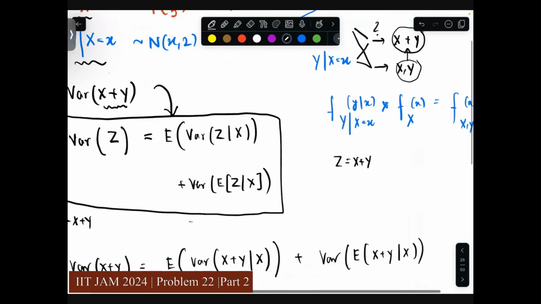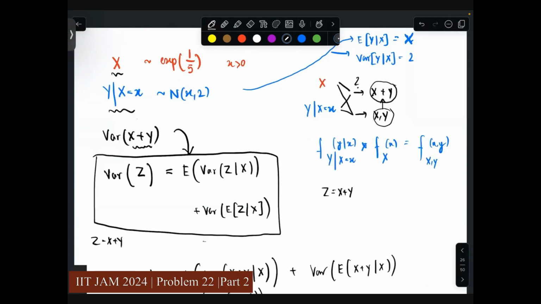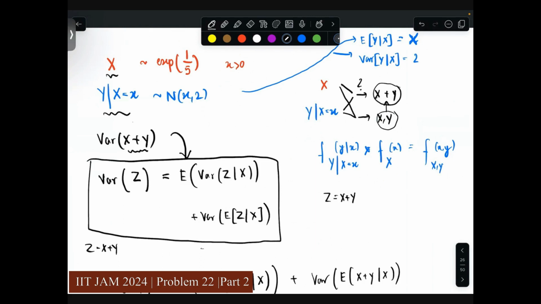So there can be other ways too. You can just directly find out the distribution of x, y, and then you can find out x plus y from there. Or you can see you need to find out the variance of x plus y, right? There are different ways too.